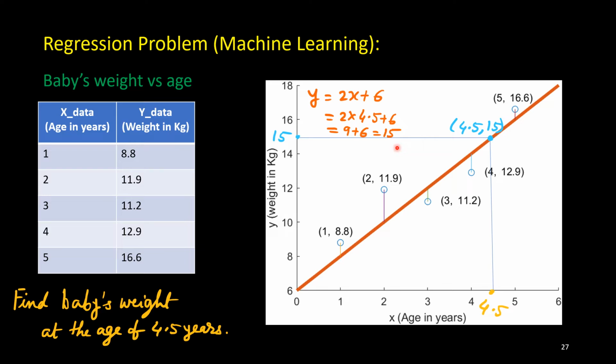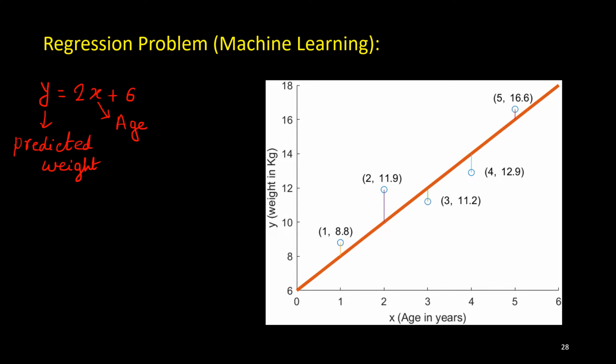So this kind of intermediate values we can find out if we have some linear regression function, right? Now we'll consider this regression line. So this function y equal to 2x plus 6, here x is the age input and y we will call the predicted weight. Okay, so at those points, suppose it is mentioned already in the data sets like x equal to 1, 2, 3, 4, 5, their actual values are given.